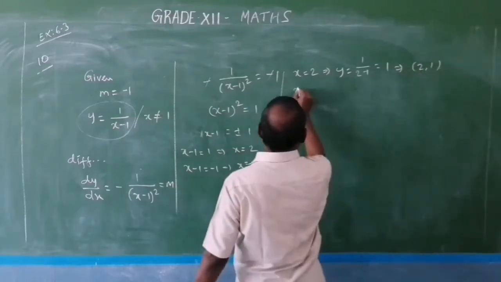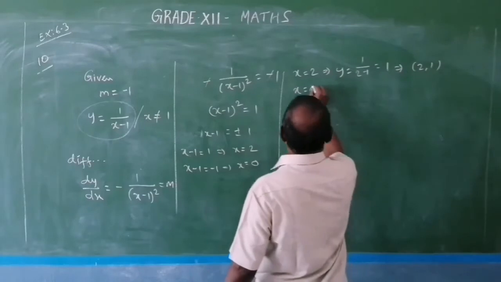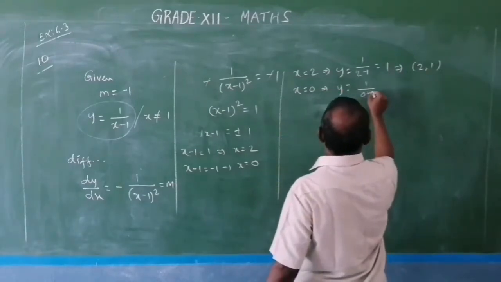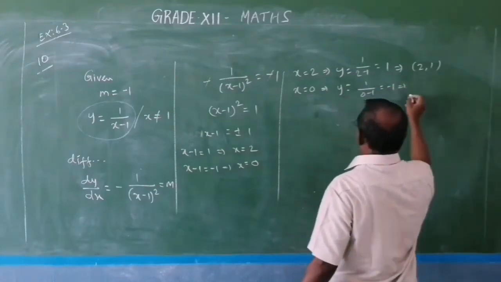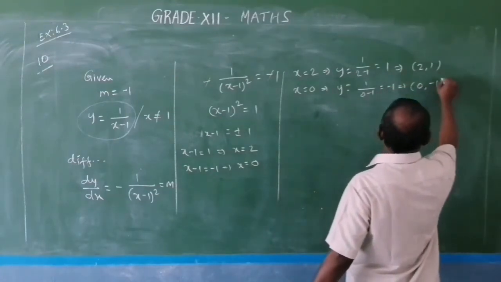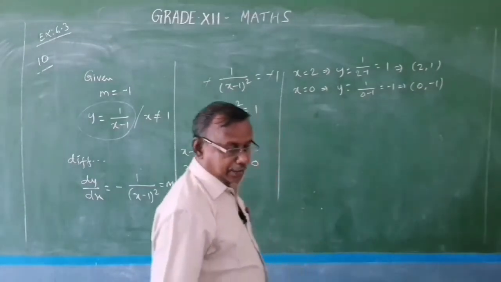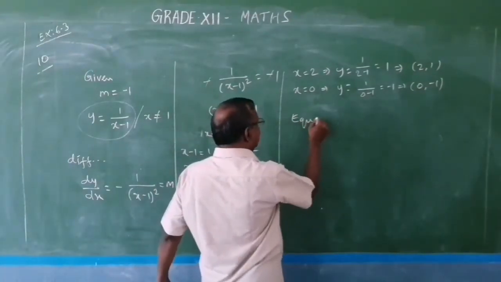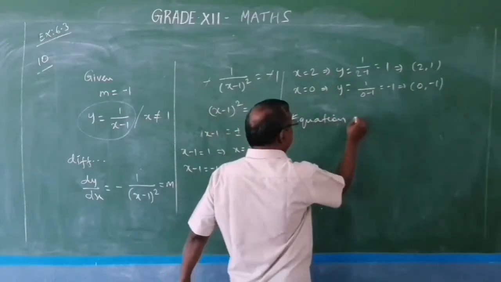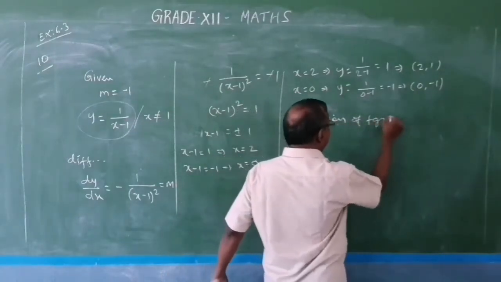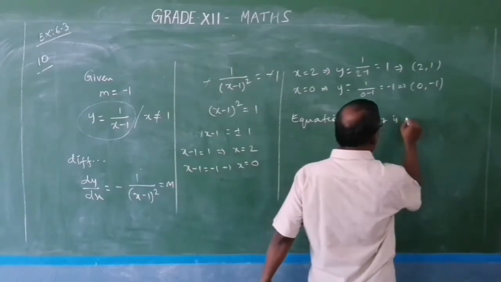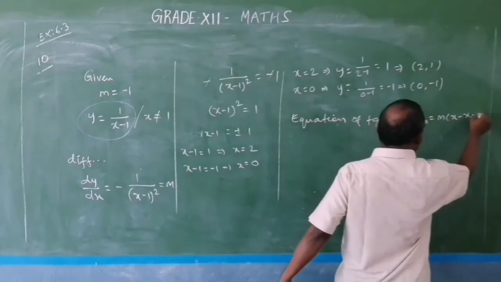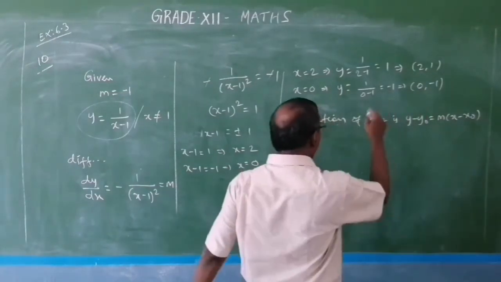And when x equal to 0, we have y equal to 1 by 0 minus 1 equal to minus 1. So, we have 0 comma minus 1 is another point of contact. Now, we know that equation of tangent with slope and point is y minus y naught equal to m into x minus x naught. Here there are 2 points.